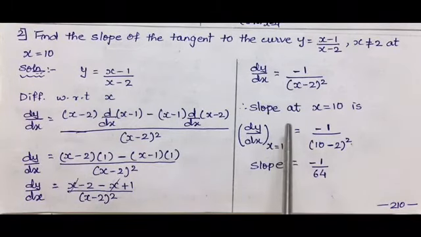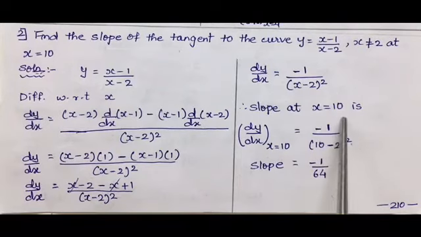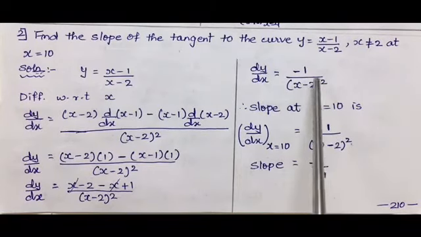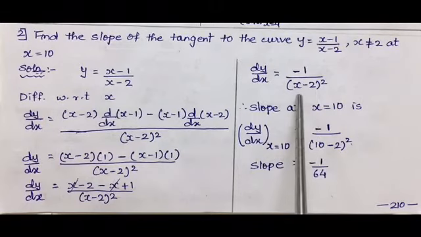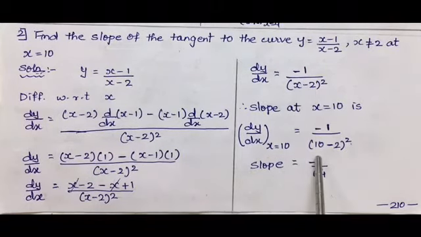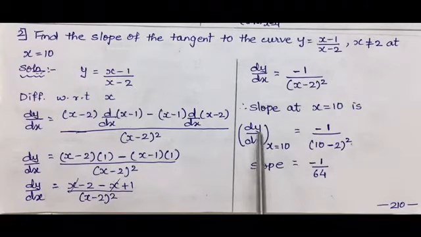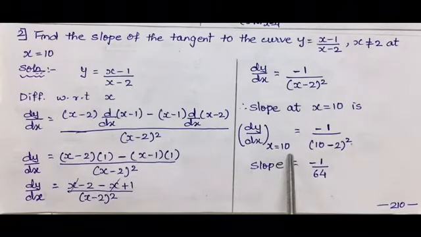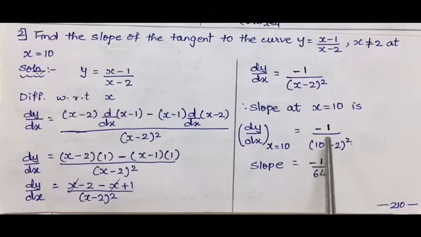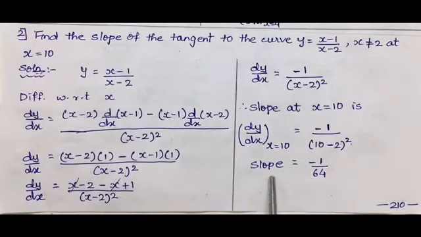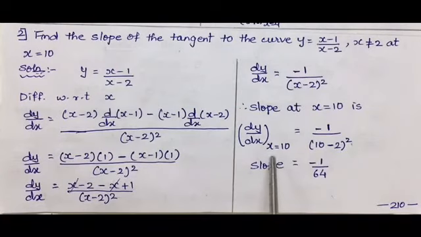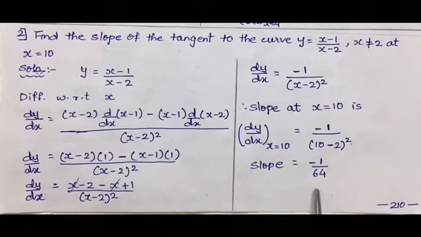Now we need to calculate this slope at the point x equal to 10. So in dy by dx, wherever x is there we have to keep the value 10. So dy by dx at x equal to 10 is equal to minus 1 upon 10 minus 2 whole square. 10 minus 2 value is 8, square makes it 64. So the slope of the tangent at the point x equal to 10 is minus 1 upon 64.